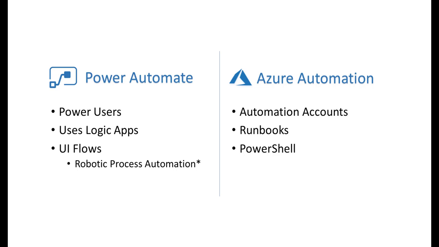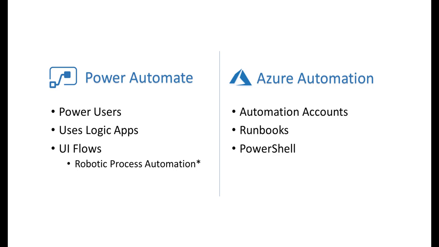On the left, you're going to see that we use Power Automate. For those of you who are unfamiliar, Power Automate is an automation platform designed for power users. It uses Logic Apps under the hood. It has a concept of UI flows, which I believe has been rebranded now to desktop flows. And that is robotic process automation. They purchased a company called Softomotive about a year or two ago that does robotic process automation.